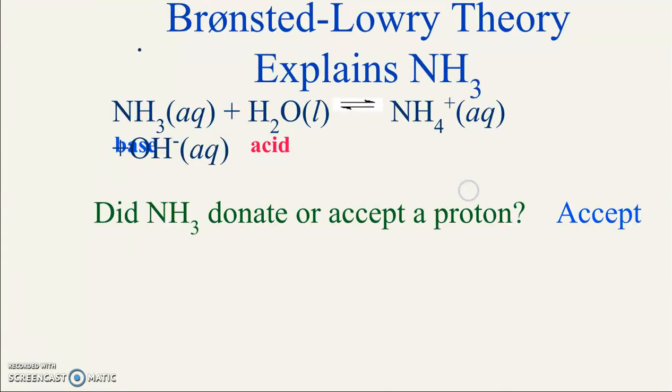So the cool thing is, let's look at this one right here. NH3 plus H2O yields NH4+ plus OH-. So NH3 starts out here as NH3, and it becomes NH4+ on the other side, so it gained a proton. H2O lost a proton and just became OH- on this side. So the NH3, because it gains a proton, it's the base. And the H2O in this case is acting as an acid.